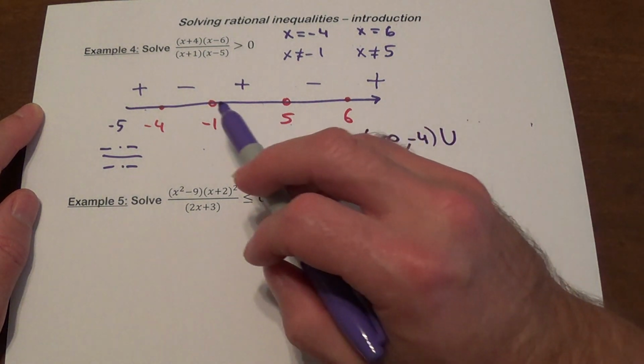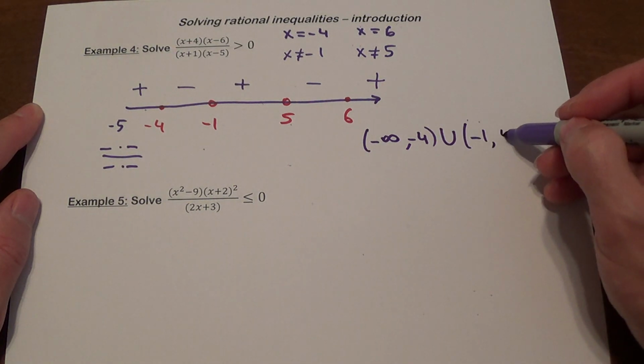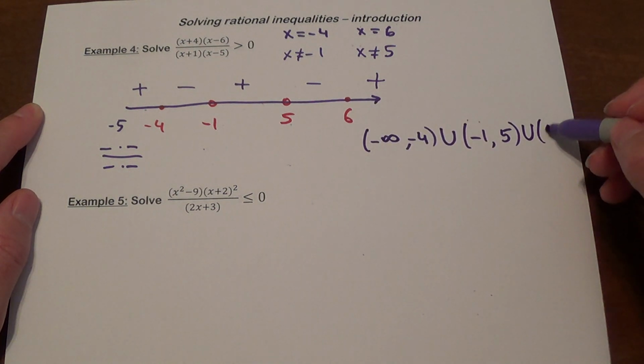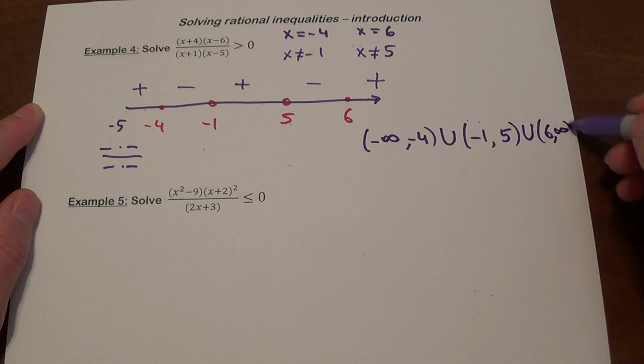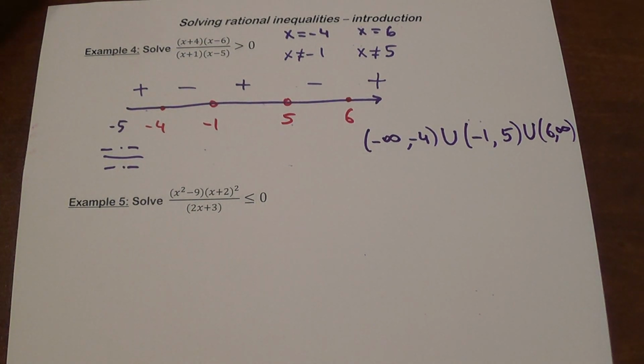Along with from negative 1 to 5, it's going to be open at both ends. And also we're going to go from 6 to infinity, but 6 will be open because it's strictly greater. So we have this as our answer. Now let's take a look at this interesting problem that we have next.